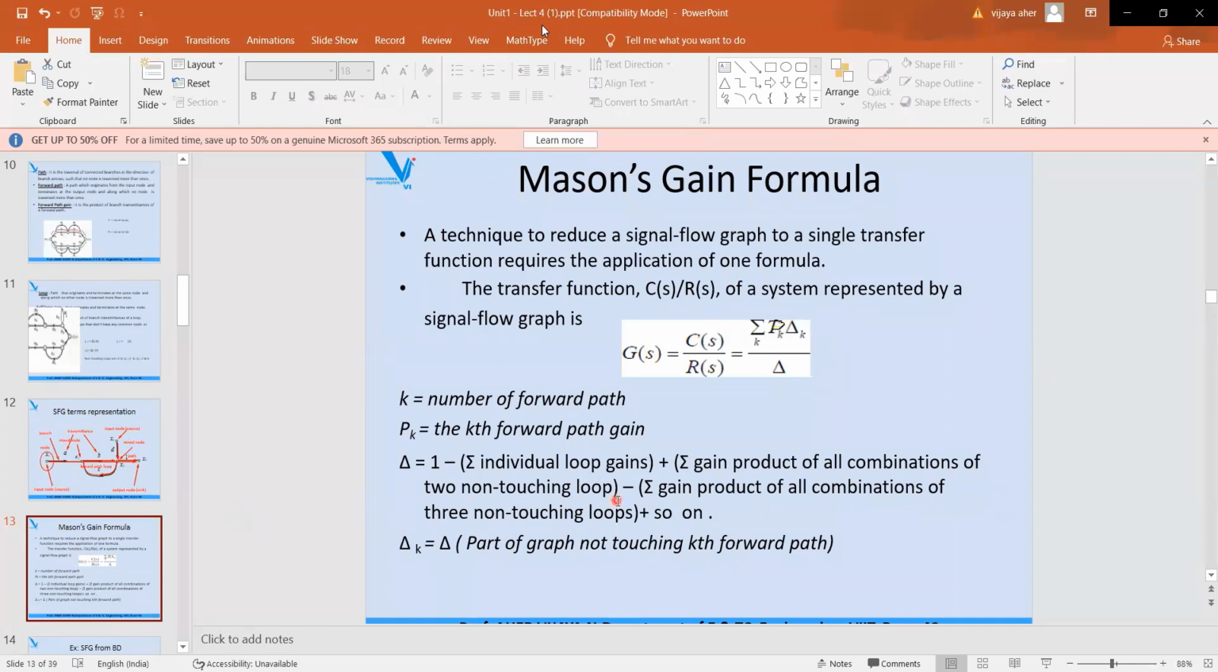Please try to understand the meaning of the words. You are going to find all these things, all these terms. So second bracket मध्ये काय आहे, summation of gain. कुठली gain? Gain product of all combinations of two non-touching loops. Non-touching loops बघितले आपण मागच्या एक्झाम्पल मध्ये L1, L2, L1, L3 and L2, L3. सो किती घ्यायचे आपल्याला, कॉम्बिनेशन ऑफ टू ओनली नॉन टचिंग लूप्स.